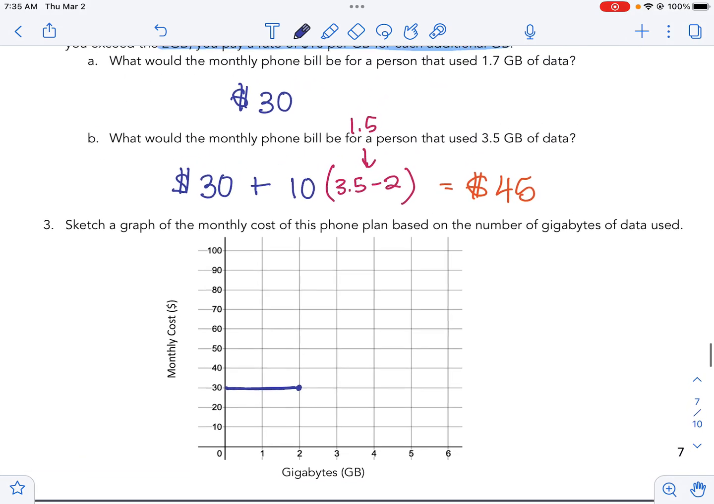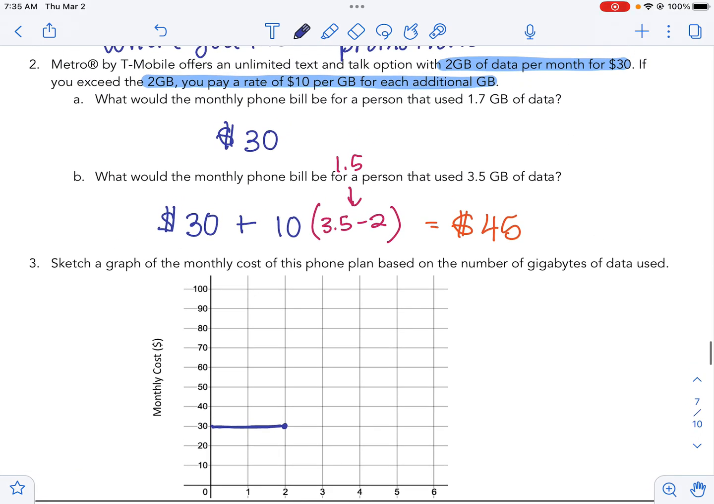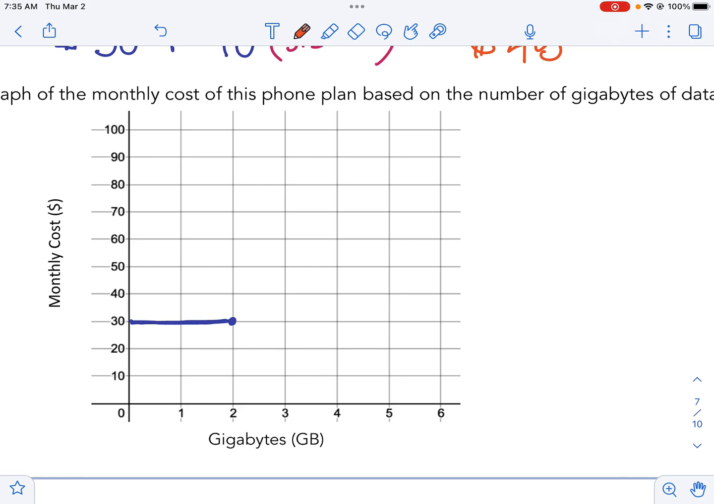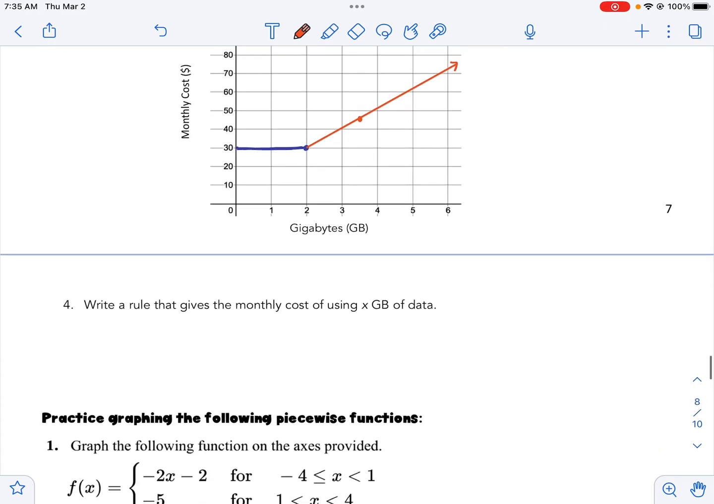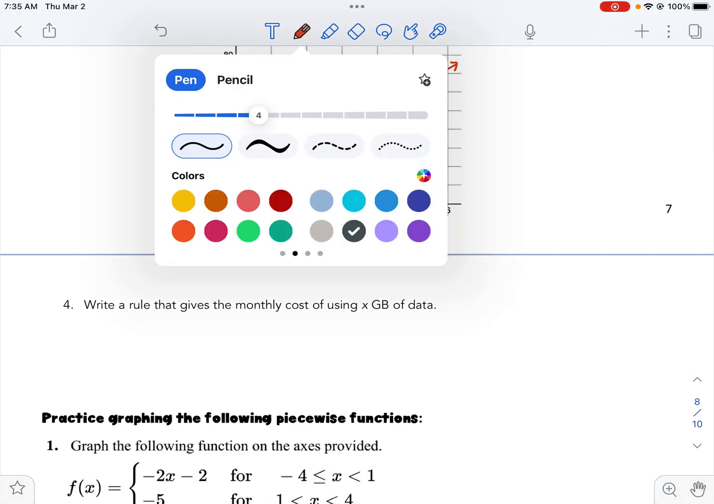So another point for the second line would be at 3.5 gigs. It's $45. Okay, so let's plot that point. 3.5 and then 45. And then I'll just connect and extend the line because it keeps going. Okay, so there's the piecewise function. There's 2 different pieces. So we're going to write a rule that gives the monthly cost of using x gigs of data. Okay, so the monthly rule would look something like this.